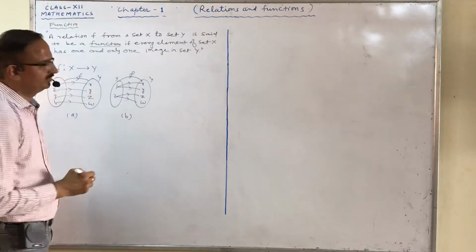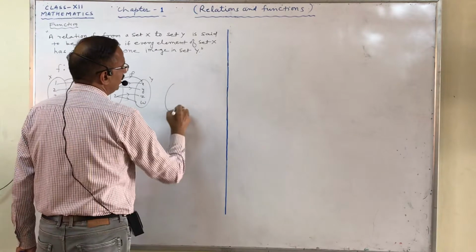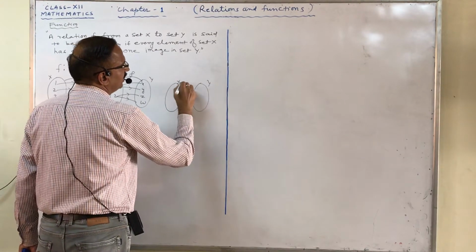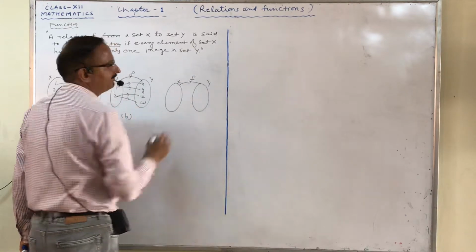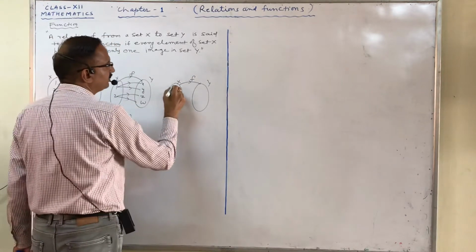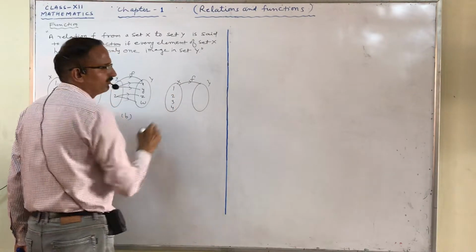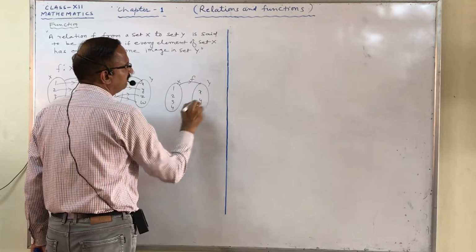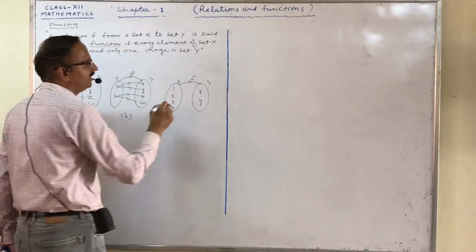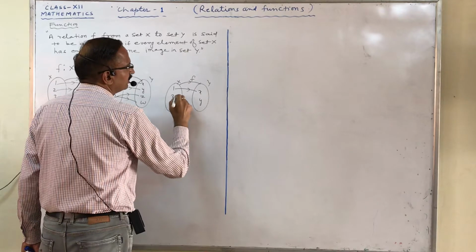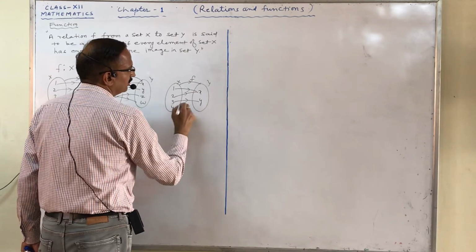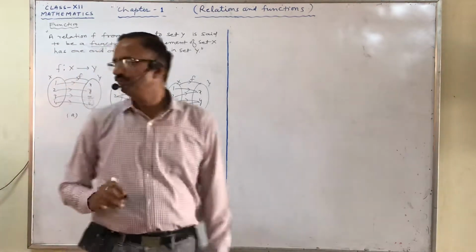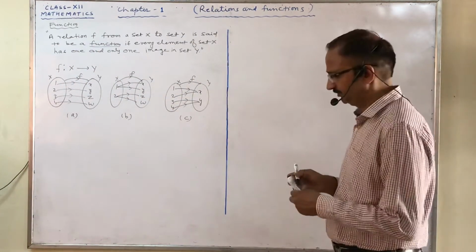Now come to the third one. In this again, these are x and y, and this is relation f. Suppose x has 4 elements 1, 2, 3, 4, and y has x and y, and they are related like this. This is C.